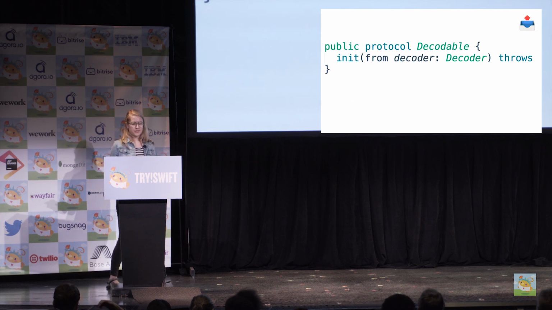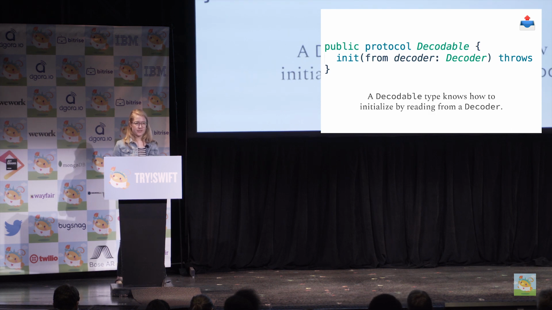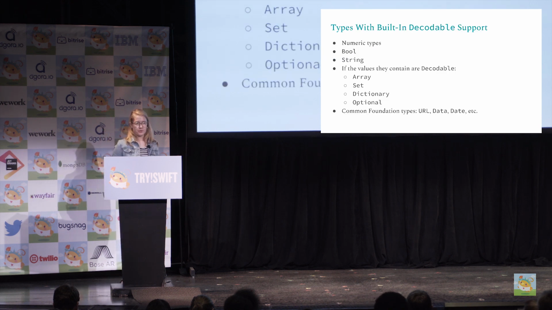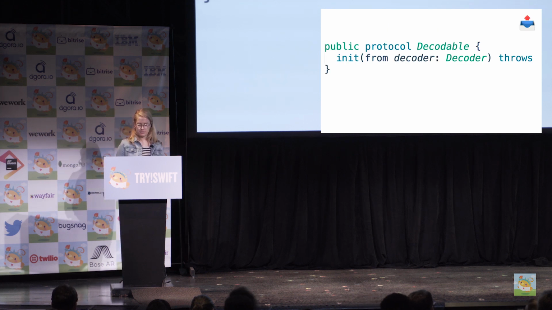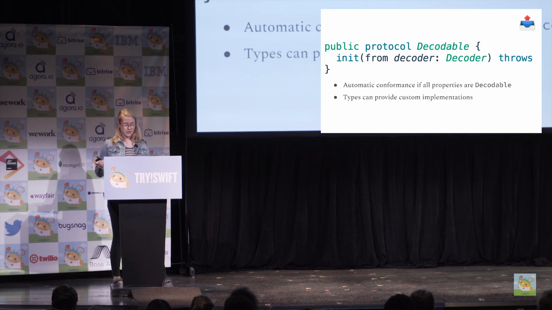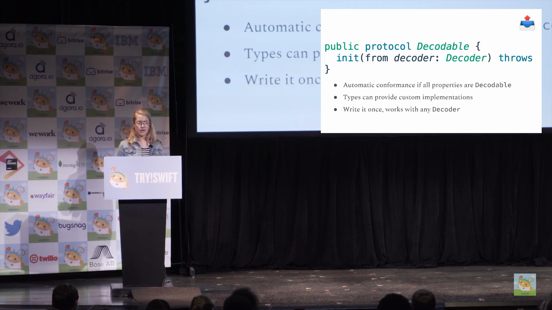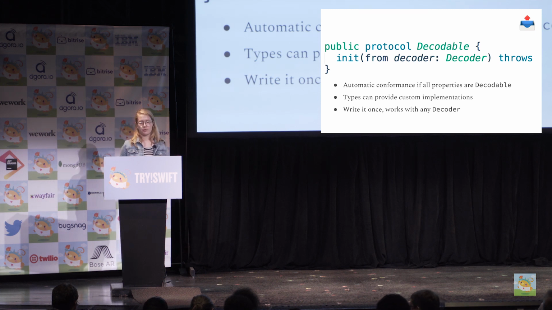On the flip side of Encodable is the Decodable protocol. So this protocol has a single method, which is an initializer, that takes in a decoder and initializes an instance of the type by reading data out of the decoder. And much like Encodable, all these same types come with built-in support for Decodable. And it's kind of the same story as Encodable here. So you'll get automatic conformance if all the properties your type stores are Decodable. But you can provide a custom implementation if not. And just like the Encodable protocol, this protocol doesn't actually care about the format that you are decoding from.